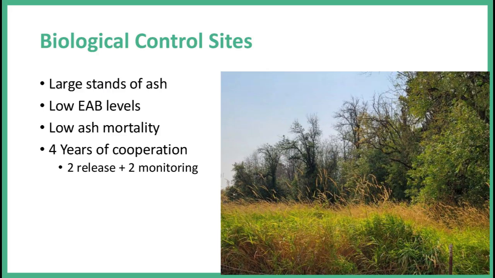Sites where EAB has already burned through and eaten all of the trees, that's not going to be very useful for the agents, and they're going to have to disperse quickly. And finally, an understanding that this is a long-term process. It requires at least 4 years of cooperation for 2 years of releases and 2 years of subsequent monitoring, but with an understanding that this is something that will hopefully save ash regrowth and ash as a species in Oregon. It likely won't save the standing ash trees.